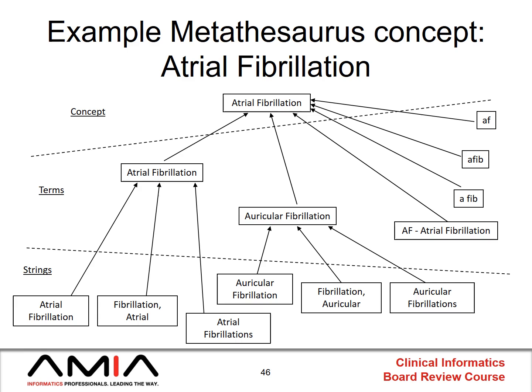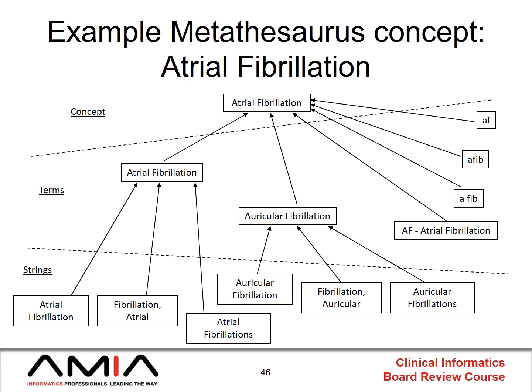So here's an example of a concept in the Metathesaurus. Let's look at the concept of atrial fibrillation. There are different terms for atrial fibrillation, such as auricular fibrillation, and then the various abbreviations, AF, AFib, with and without a space. And then within each of those terms, there are different strings that are the lexical variants that vary in either word order or plurals.